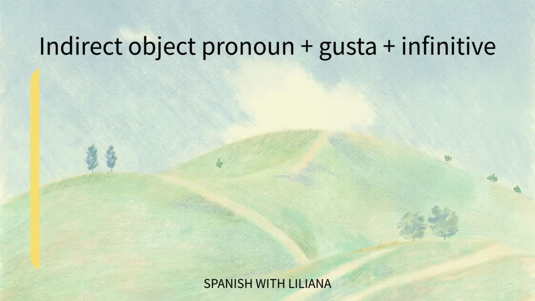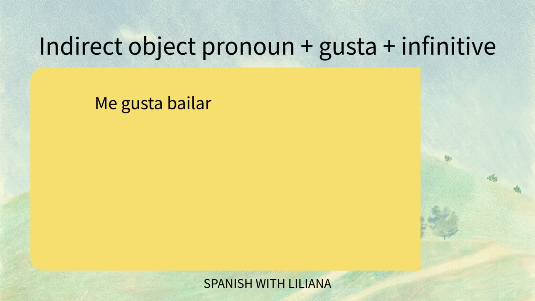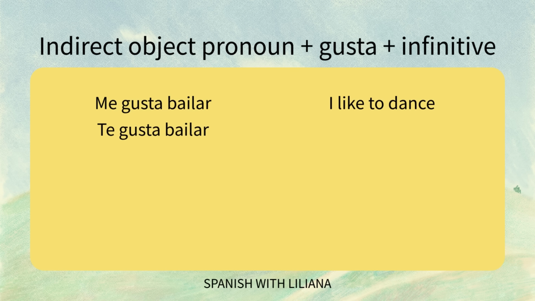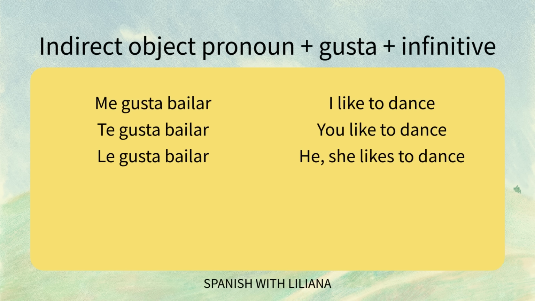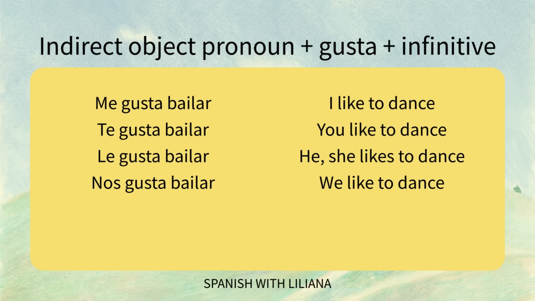For example, me gusta bailar. I like to dance. You can use the same structure with the other indirect object pronouns. Te gusta bailar. You like to dance. Le gusta bailar. He or she likes to dance. Or it can be used for the formal singular you as well. You like to dance. Nos gusta bailar. We like to dance.